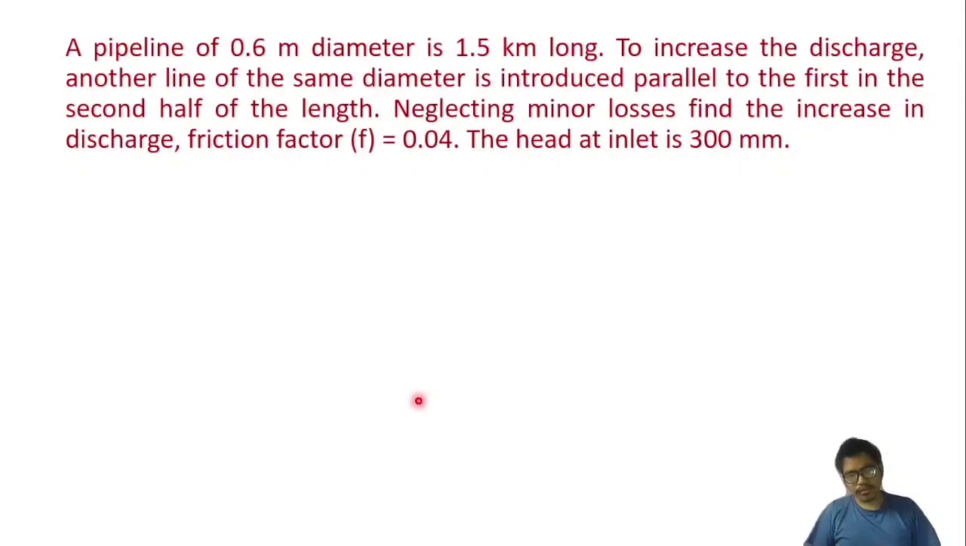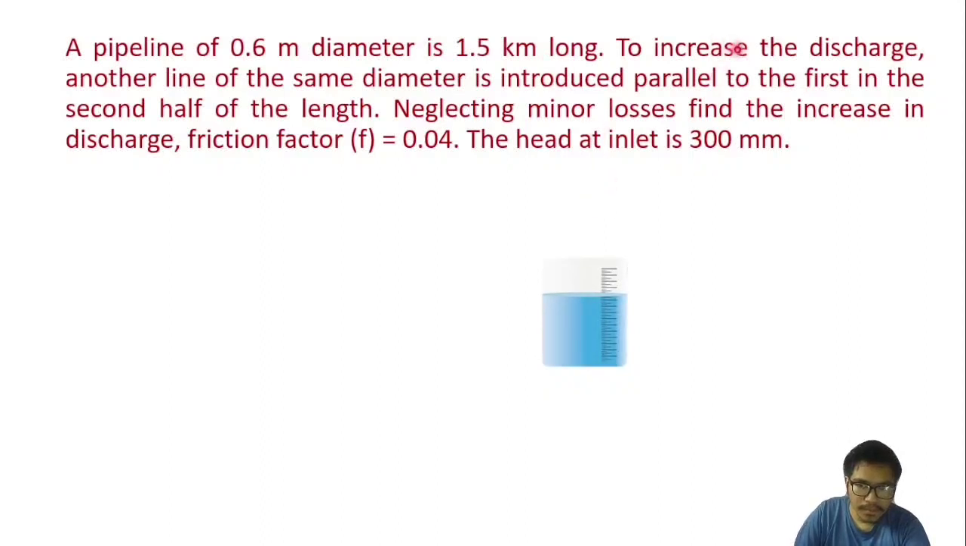So this is another question. A pipeline of 0.6 meter diameter is 1.5 kilometer long. To increase the discharge, another line of the same diameter is introduced parallel to the first in the second half of the length, neglecting minor losses. Find the increase in discharge. Friction factor F is 0.04. The head at inlet is 300 mm.